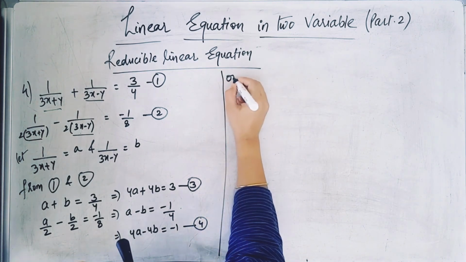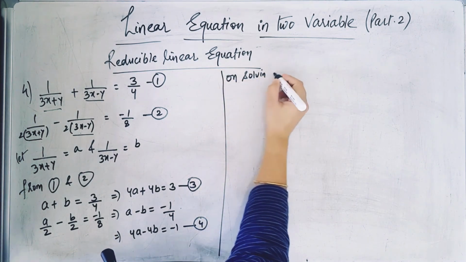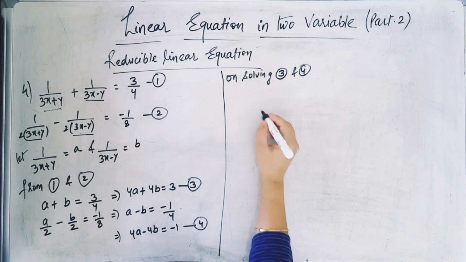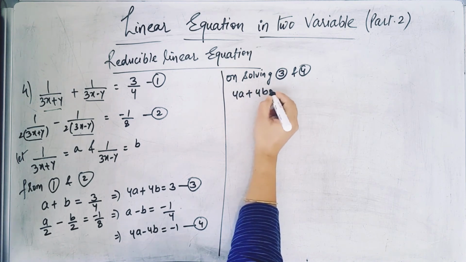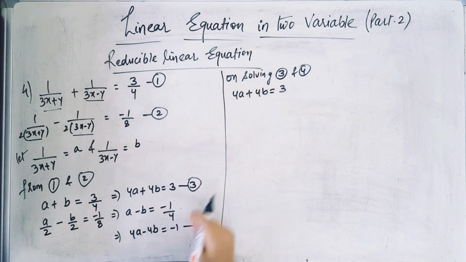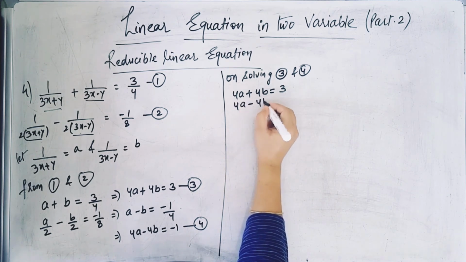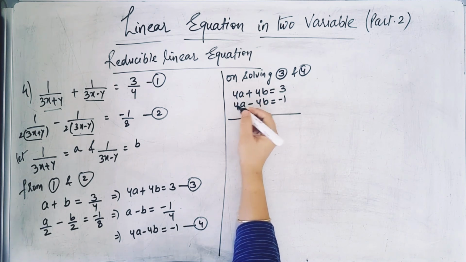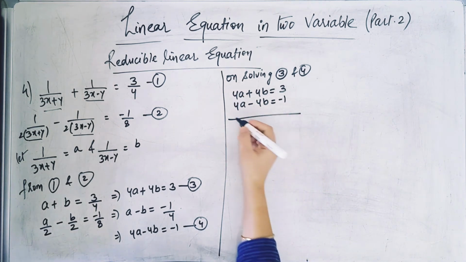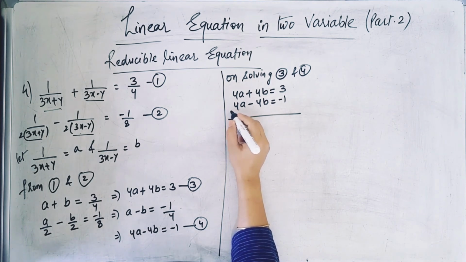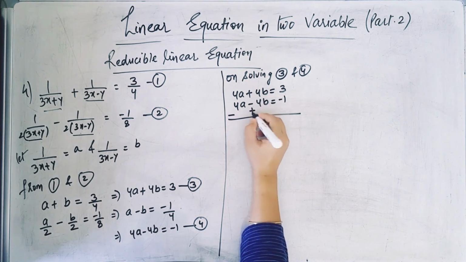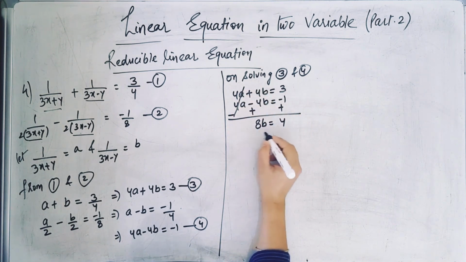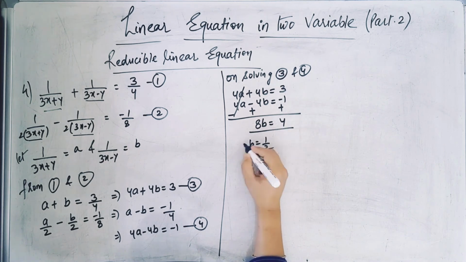Now, on solving equations 3 and 4, by which method will we solve? We will solve by the elimination method. So look, 4a plus 4b we are getting 3, and from the fourth equation 4a minus 4b is what? Minus 1. Since these coefficients are already the same, there is no need to multiply anything. We'll only change the sign. Here it is plus, it will become minus, and it is minus, it will become plus. So this will get cancelled out. 8b equals 4. So b will be 1 by 2.